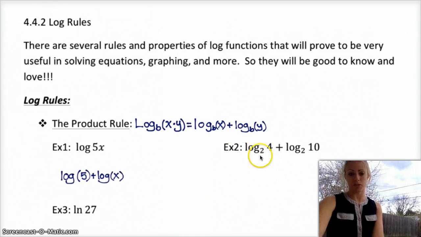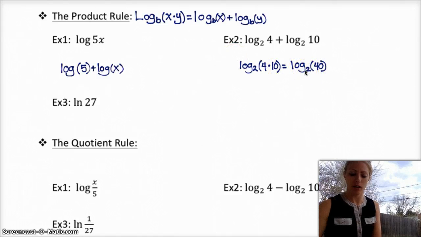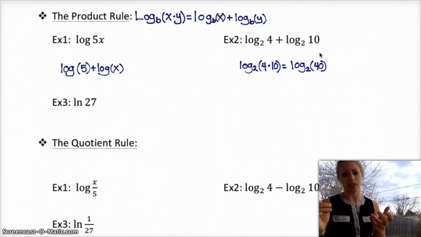Example 2 is the opposite direction. So you have addition of two separate logs. As long as they're the same base, you can combine them with multiplication. So you've got log base 2 of 4 plus log base 2 of 10. That's the same thing as log base 2 of 4 times 10. So log base 2 of 40 would be your final answer there for the condensed log.